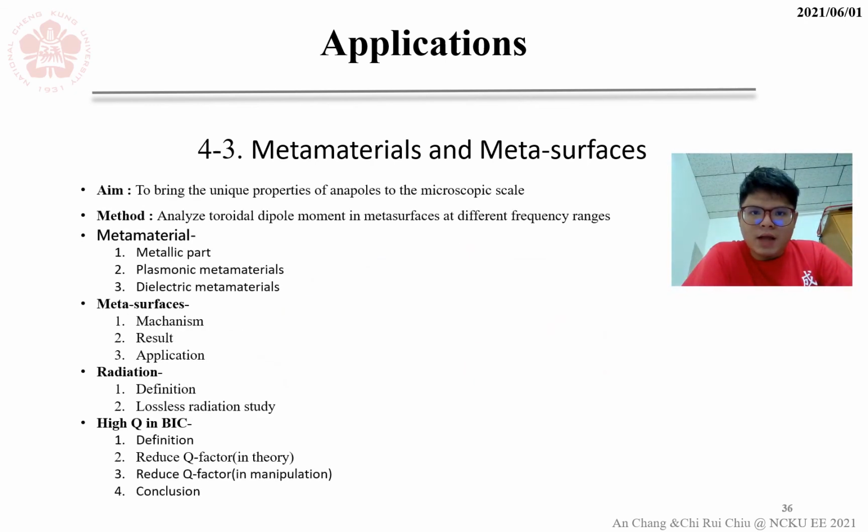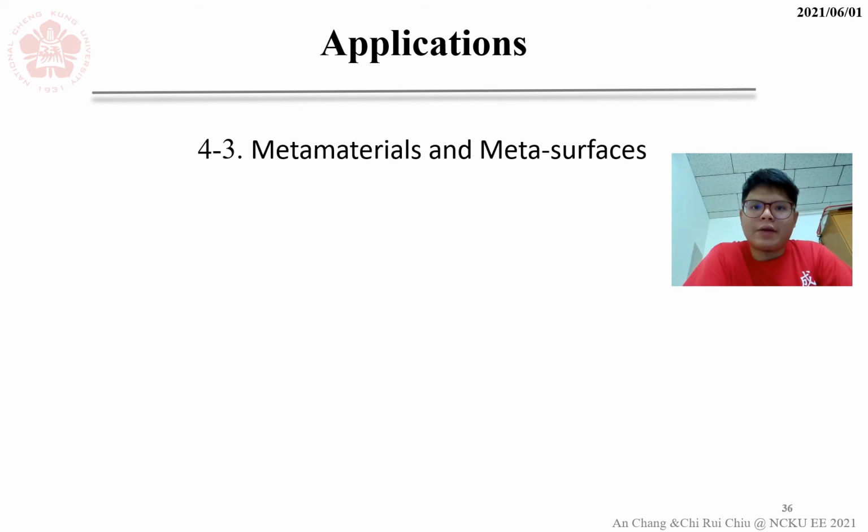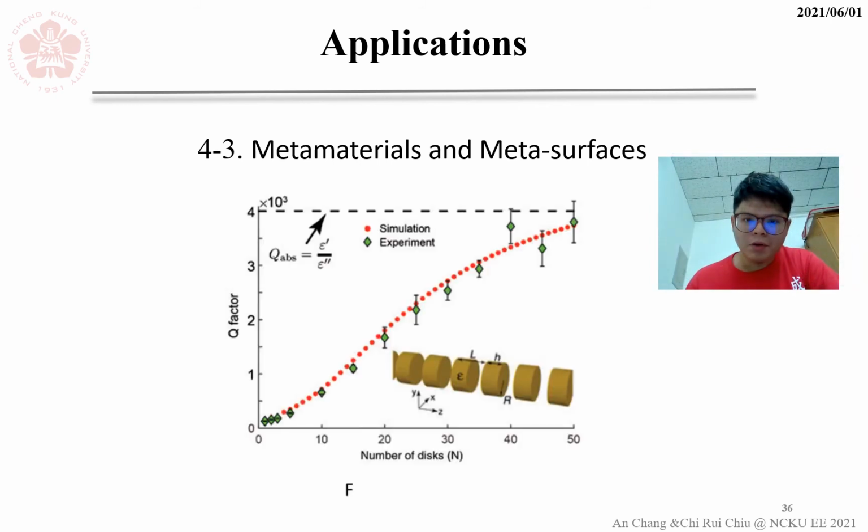And the last is high Q in BIC. Definition: a symmetry-protected BIC consisting of several tens of disks behaves as an infinite one, and thereby the number of disks is proportional to the Q factor, as Figure F shows. The number of disks is proportional to the Q factor.